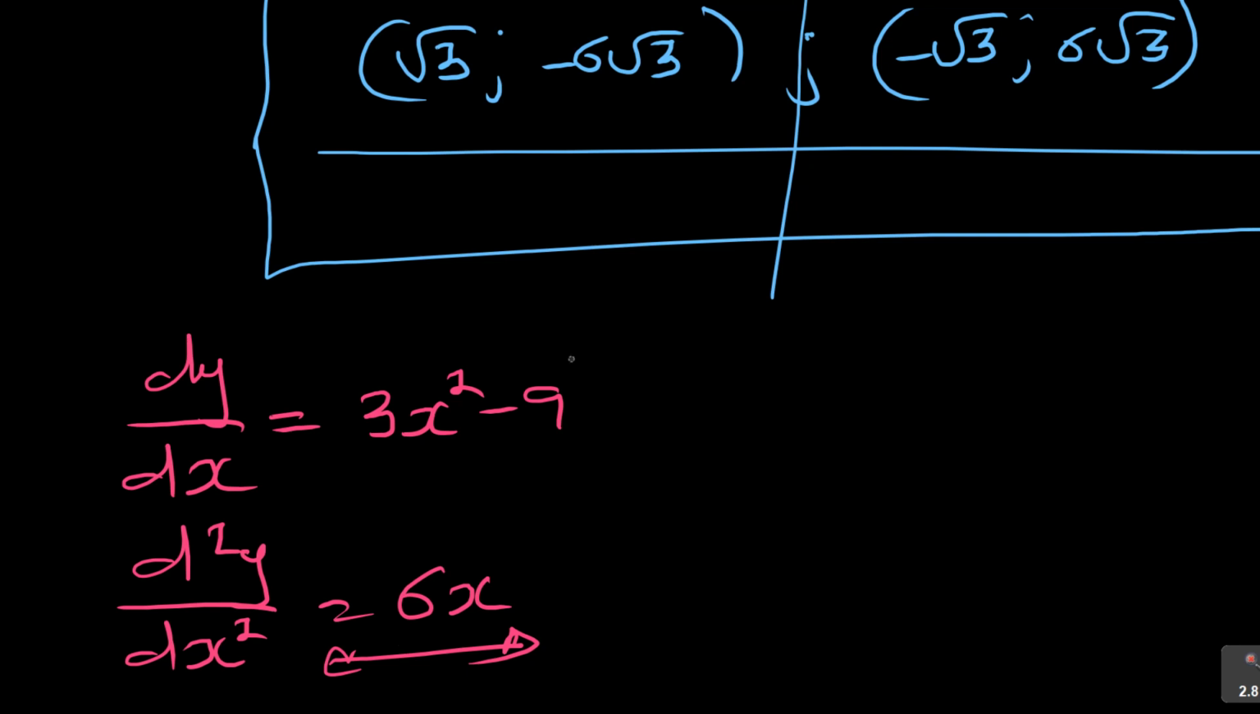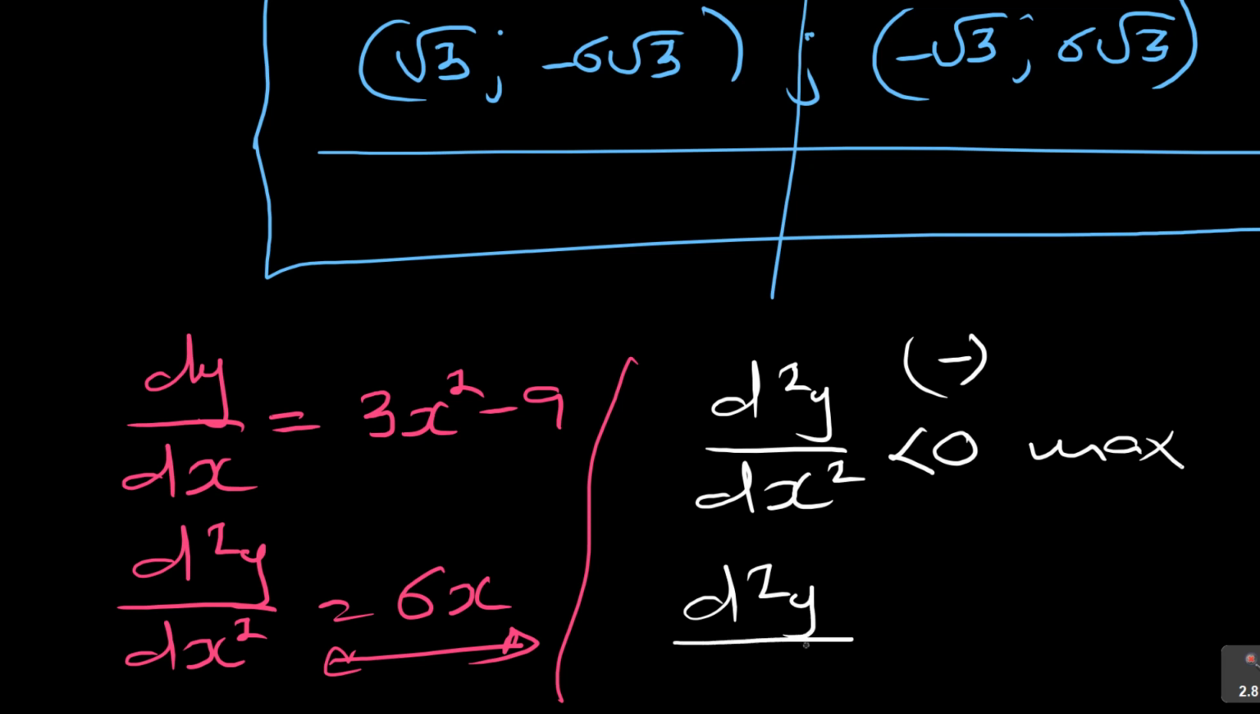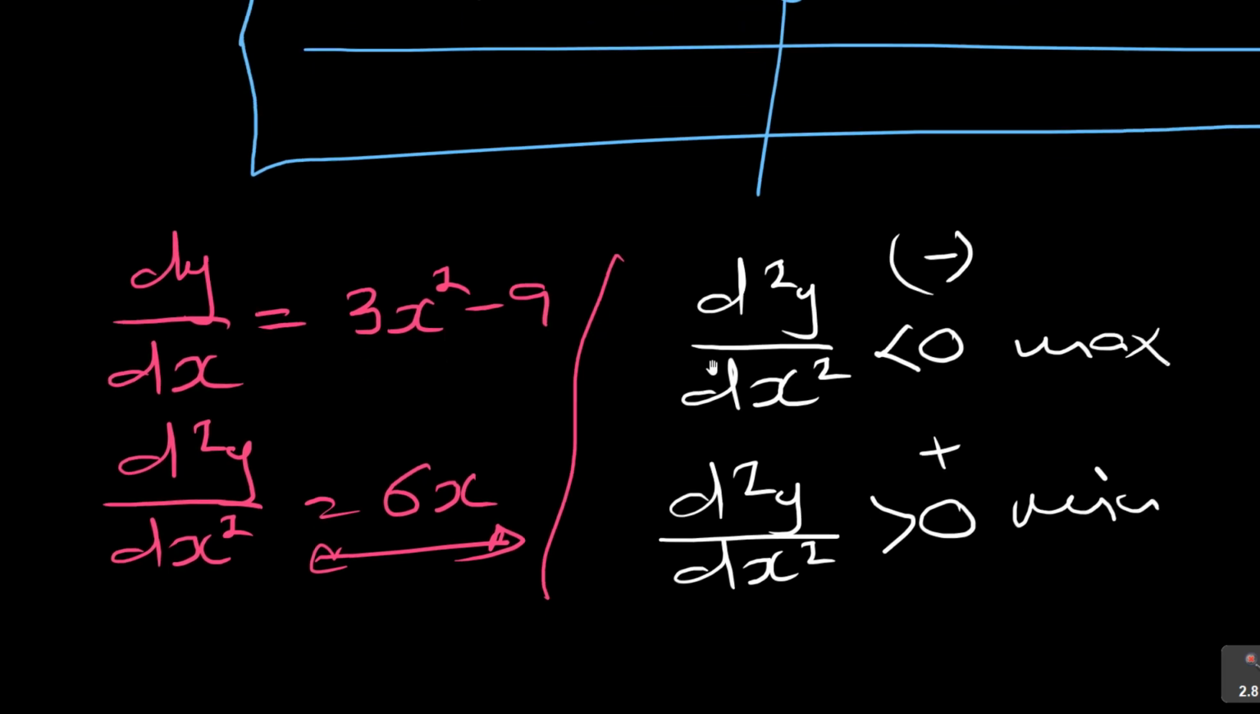Alright, so now what do you know about the minima and maxima? Remember this, the second derivative d squared y over dx squared, if it's less than 0, meaning if it is negative, we call that the maximum. And then the opposite is true, if d squared y over dx squared is greater than 0, meaning if it's positive, we call that point the minimum. That's all that we're going to take.